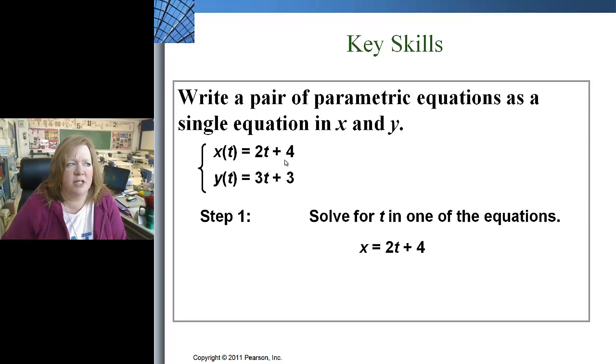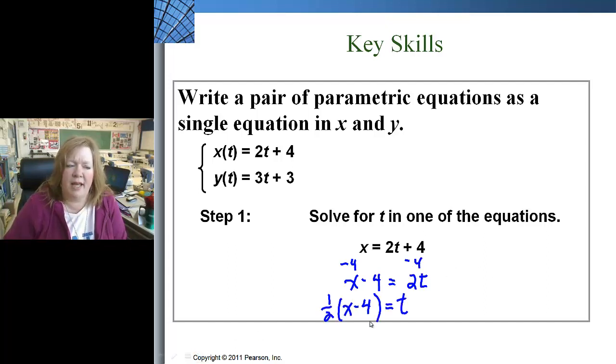We're going to take x equals 2t plus 4, and you can use either one. I could have used the y as well, but in this case I just chose this. When I solve for t, I'm going to subtract 4 and divide by 2. So I end up with 1/2 times the quantity x minus 4 equals t. I could have also put x minus 4 all divided by 2, but I'm going to leave it like this.